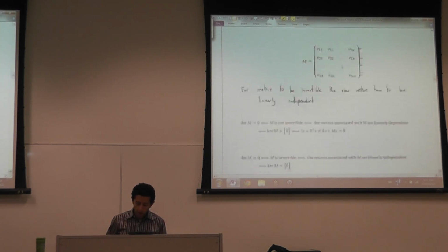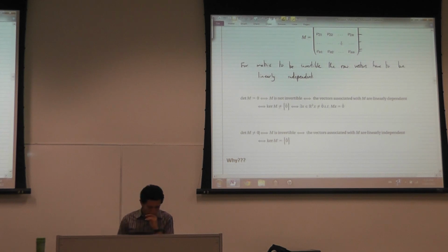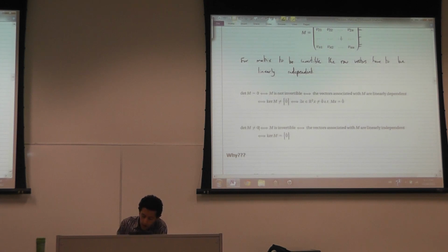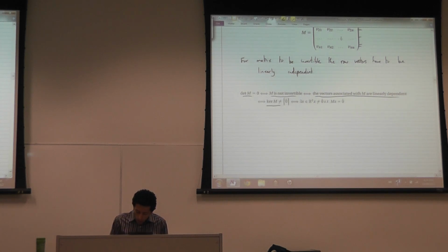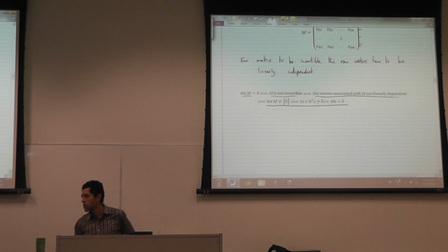And the following arguments are important to understand. The determinant of m is a measure of whether these vectors are linearly dependent or not. If the determinant of m is 0, then the vectors associated with m are linearly dependent. If the vectors associated with m are linearly dependent, then m is not invertible. And what does it mean that m is not invertible?